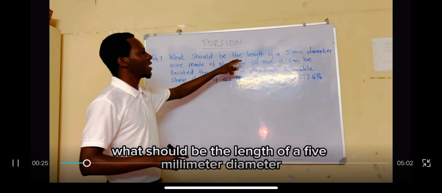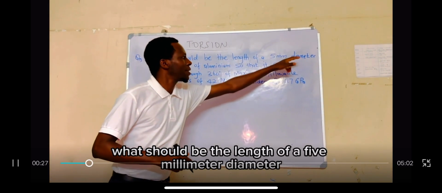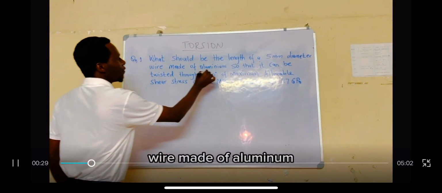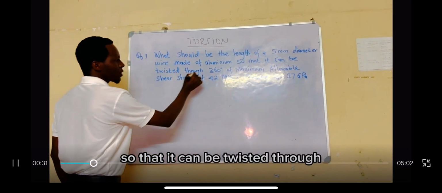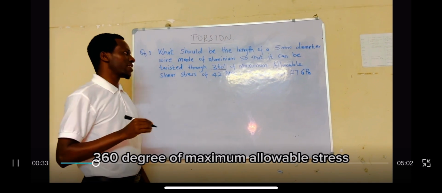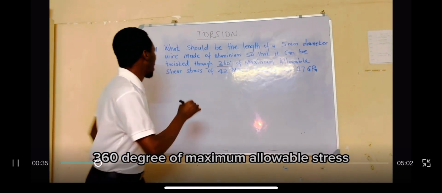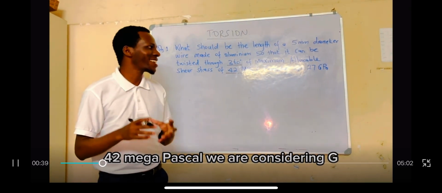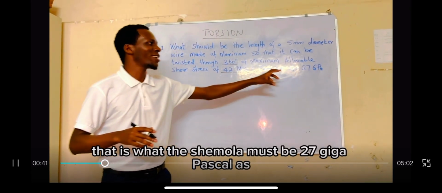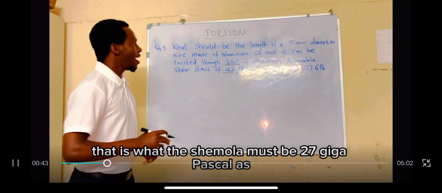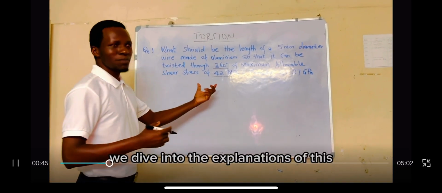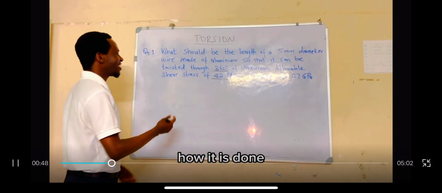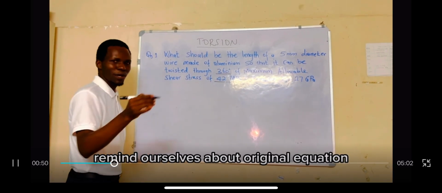What should be the length of a 5 millimeter diameter wire made of aluminum so that it can be twisted through 360 degrees at a maximum allowable stress of 42 megapascal? We are considering G, that is the shear modulus, to be 27 gigapascal. As we dive into the explanation of how this is done, we need to remind ourselves about the torsional equation.